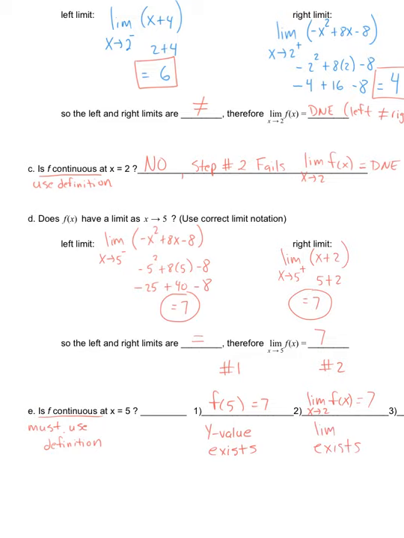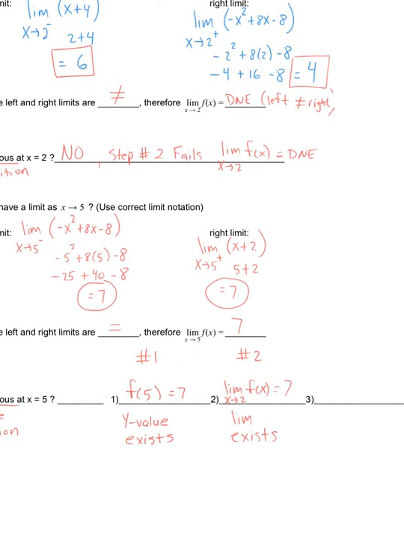And then finally, the third step, they are equal. f of 5 is equal to the limit as x approaches 5 of our function. So the y value is equal to the limit. Yes, that's our third step. So it is continuous. Now finally, of course, you want to check your work.